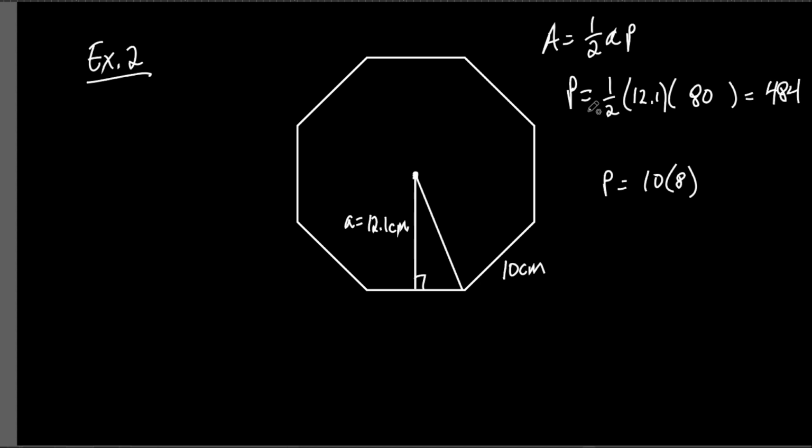484. It is in centimeters, so my answer is centimeters squared. Now, look, I put P here. I shouldn't have done that. Let's put an A. All right, there we go. So the area is this right there. That's super easy, isn't it? 484 if you put that in the calculator. Okay.